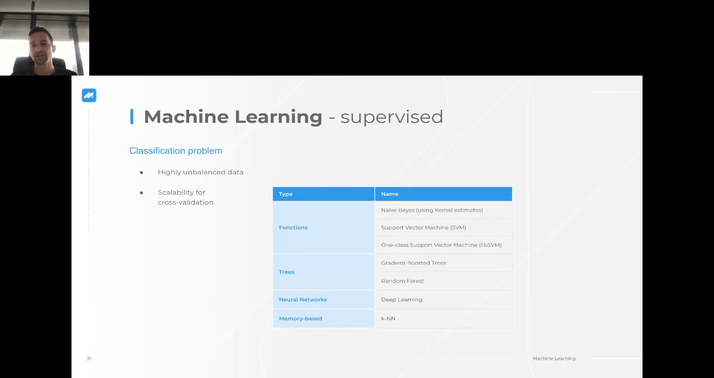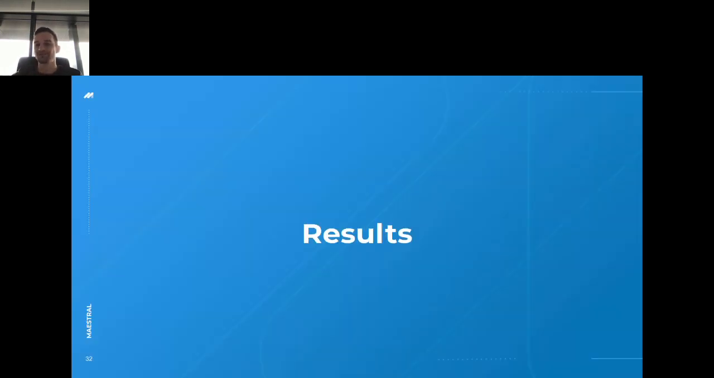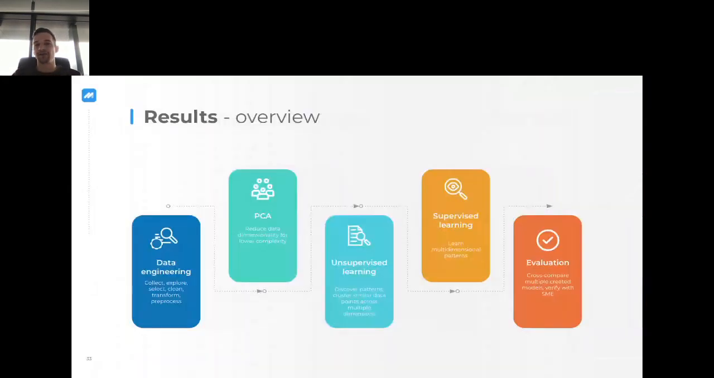We tried out different kinds of algorithms: functions, trees, neural networks, and memory-based. For the neural networks, even a priori we knew that it wouldn't be that scalable, but we wanted to try it anyway. Maybe we could use a fraction of data and achieve better results, but you'll see in the results page, which comes now. So let's get back a bit and make an overview.